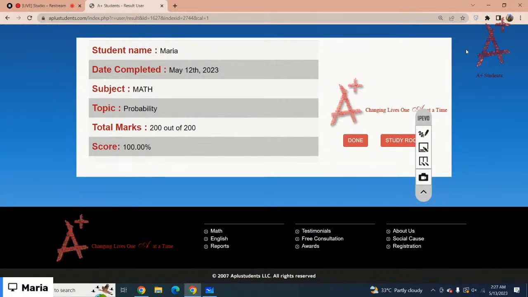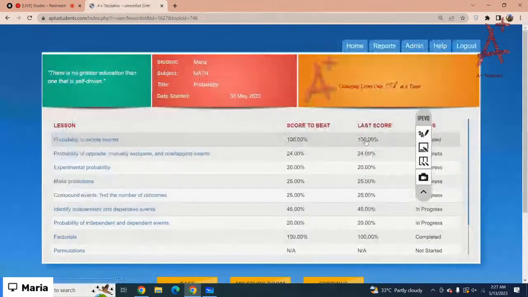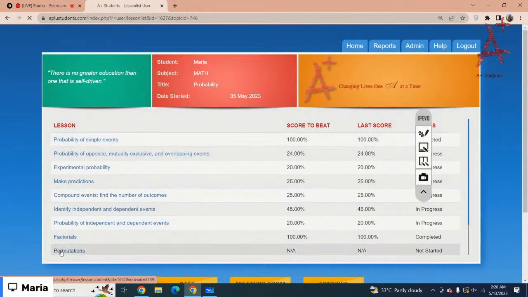Okay, we are done with the test. Let's just move on to the next lesson. I think the next one would be permutations. Let's just start with permutations. Yes, the next one would be permutations.